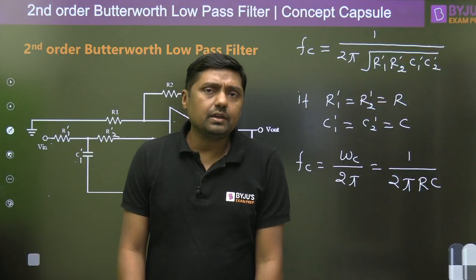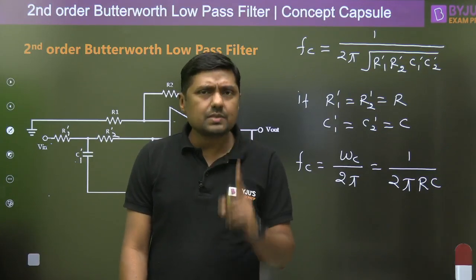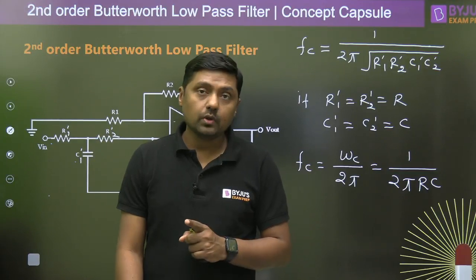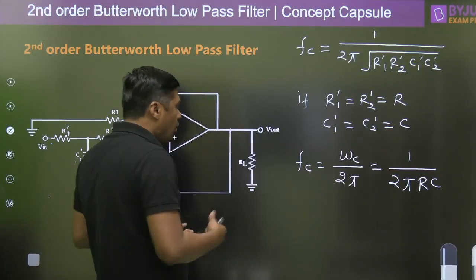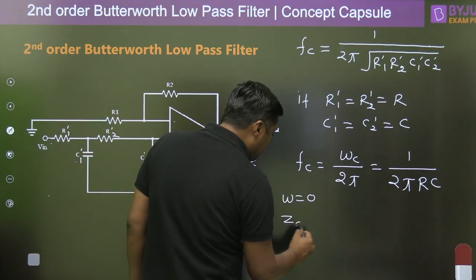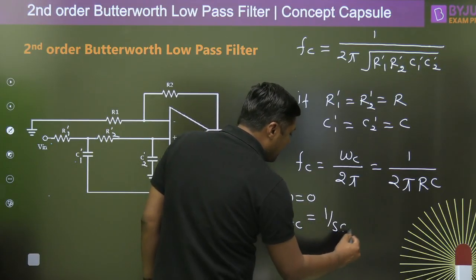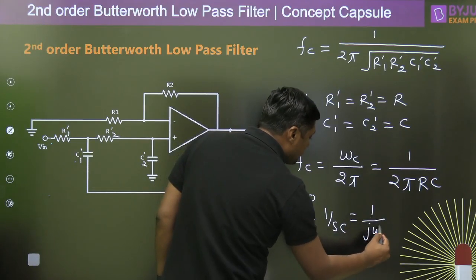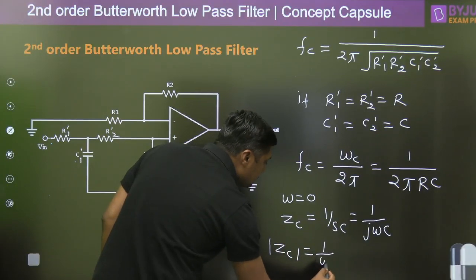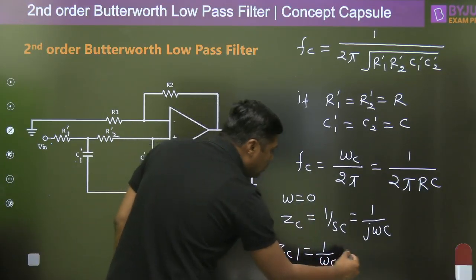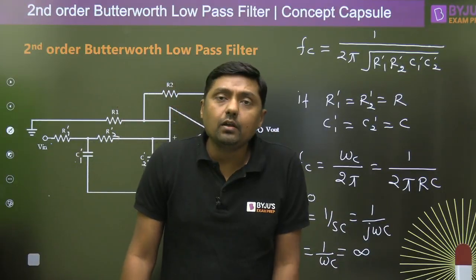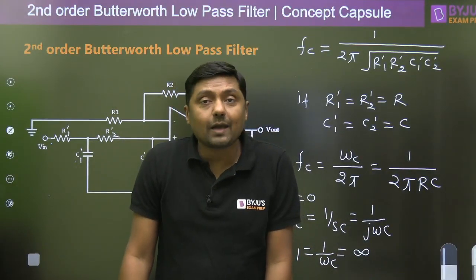So the maximum gain, always remember, for a low pass filter will be at omega equal to 0. So at omega equal to 0, what will happen? What is the impedance because of the capacitor? 1 by SC, that is nothing but 1 by j omega C. What is the magnitude here? 1 by omega C. When I put omega equal to 0, the magnitude will become infinite for the capacitor.